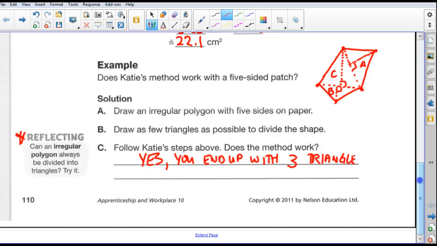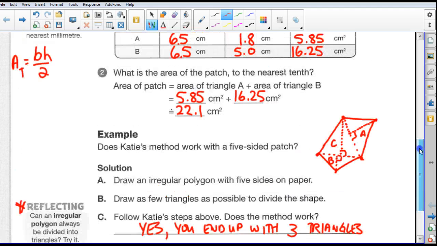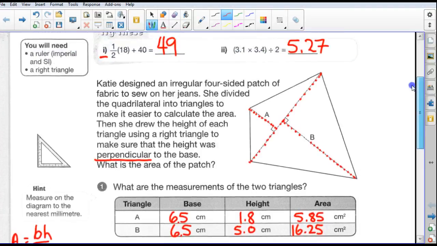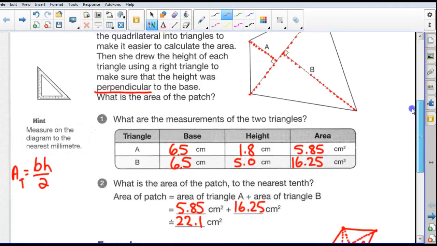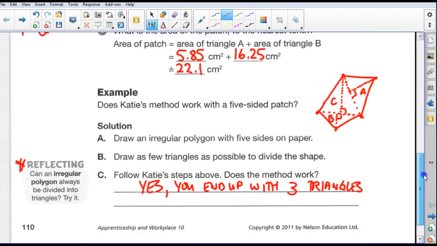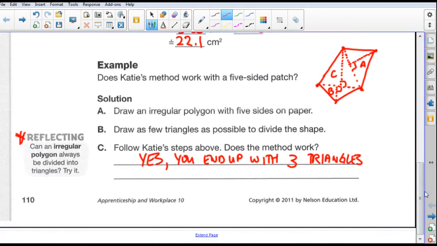And all you need to do is just get the height with your right triangle over here. That one right there, you're going to need that from your teacher. You have a ruler, and then you can just measure it and do the simple calculations, okay? So go ahead and do the practice.